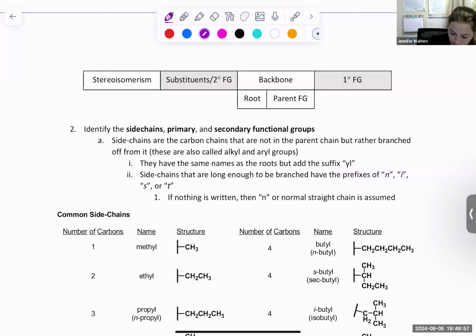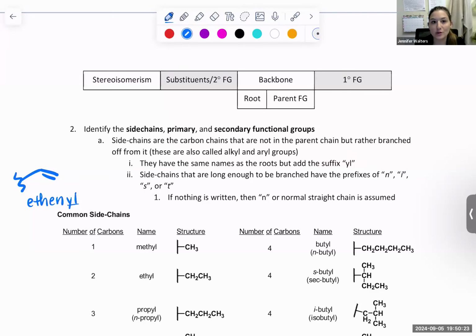So to clarify that, if that is my substituent, then it would be an eth for 2 carbons, ene for the alkene that is there, and then YL because it's a substituent. So that's how you would name it if you have a double or a triple bond. You do include the ene and ein in the substituent name, but it must always end in YL. YL tells you it is a substituent.